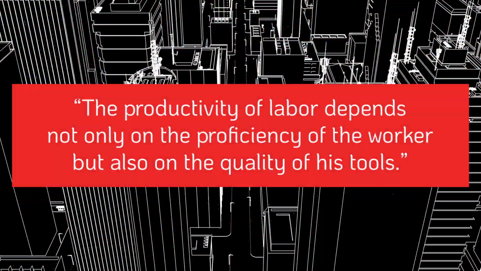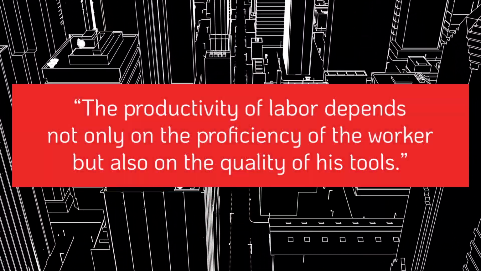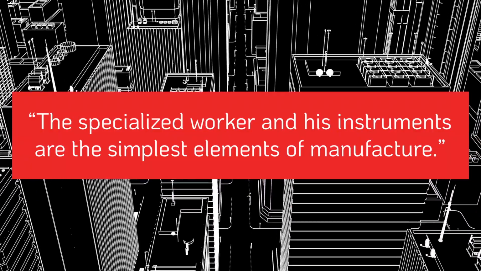But yeah, so Harvey just mentioned this attempt of quality circles to decrease the monotony of work. Continuing, I already mentioned that in order to increase productivity even further, the capitalist also needs to make the tools more specialized. Marx says on page 460, the productivity of labor depends not only on the proficiency of the worker, but also on the quality of his tools. So specializing both the workers and the tools leads to this fast and efficient manufacturing process. On 461, he says the specialized worker and his instruments are the simplest elements of manufacture. I don't think the way he lays out the sections in this chapter is necessarily in any particular useful order.